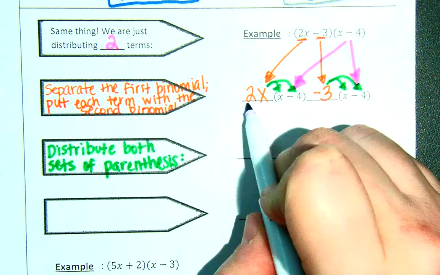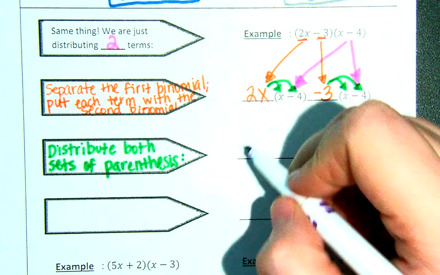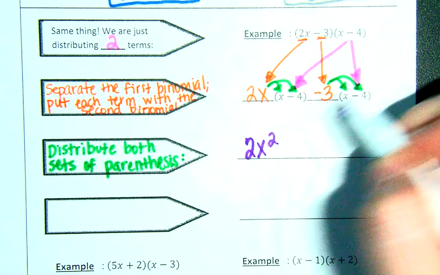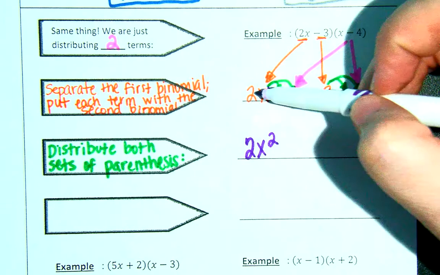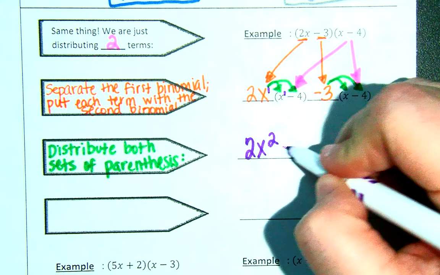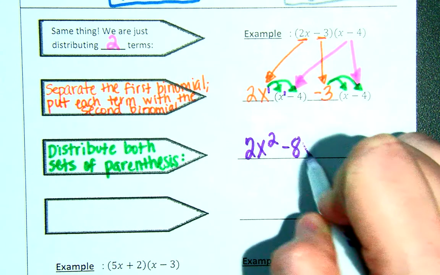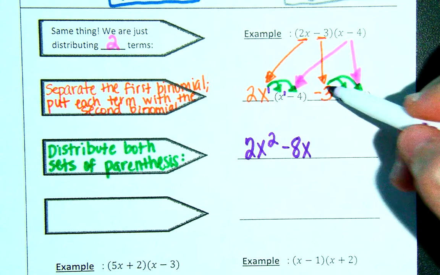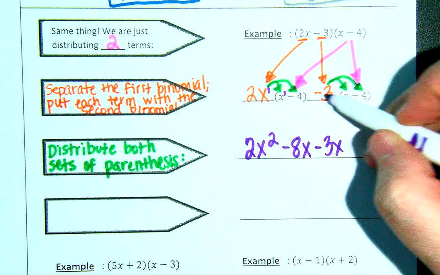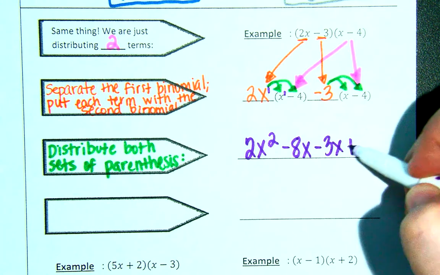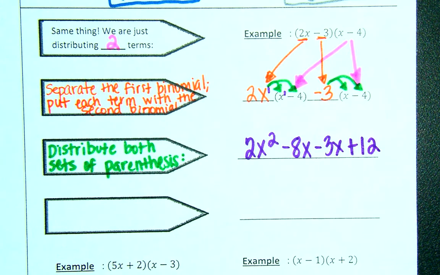Okay, so 2x times x gives me 2x squared, because remember we have a 1 as our exponents. We add our exponents. And then 2x times negative 4 is negative 8x. Then we do the second set. Negative 3 times x is negative 3x. And negative 3 times a negative 4 is a positive 12.